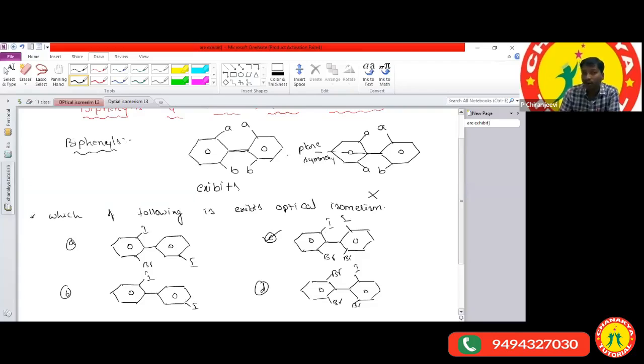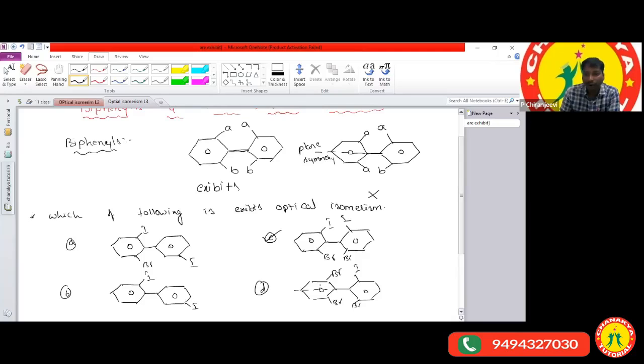You may get a doubt: does D also exhibit optical isomerism or not? D does not exhibit optical isomerism. Why? Of course, two bromine atoms are there. The condition is that there have to be two different atoms, but this benzene ring is attached with identical ones. If it is identical, it has a plane of symmetry. While having a plane of symmetry, it becomes optically inactive. Now you got the clarity, all of you?